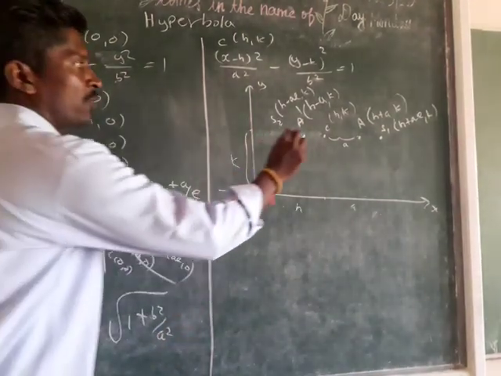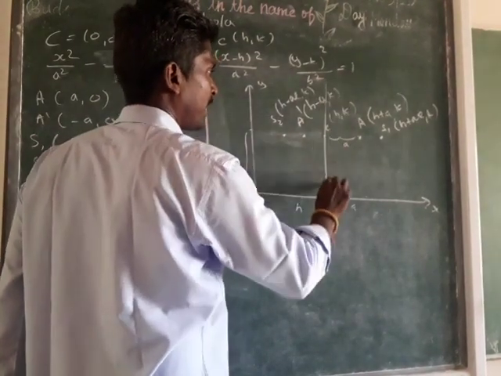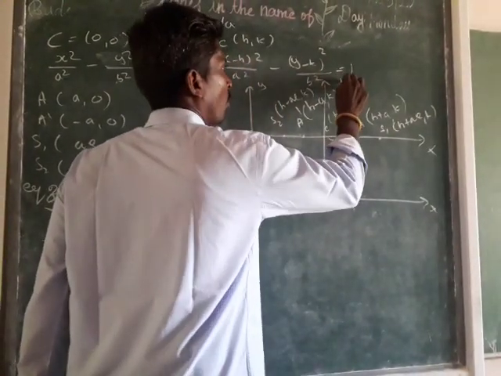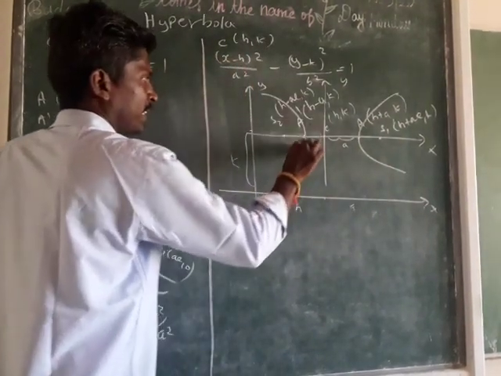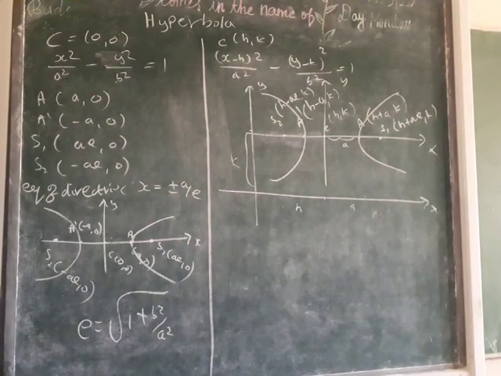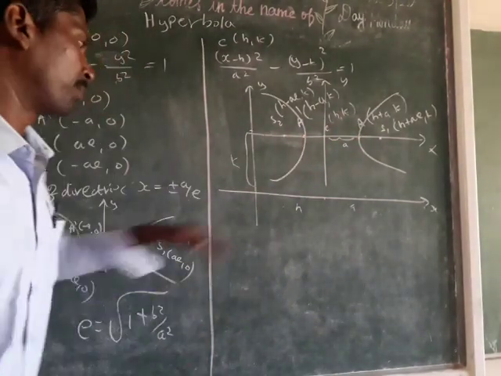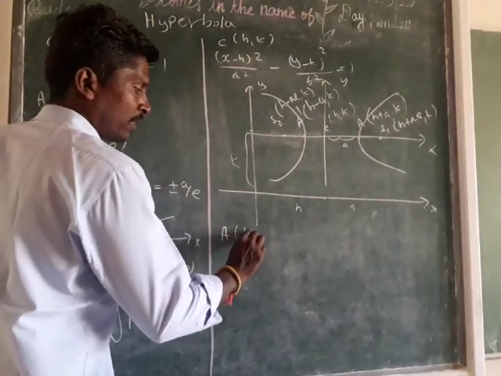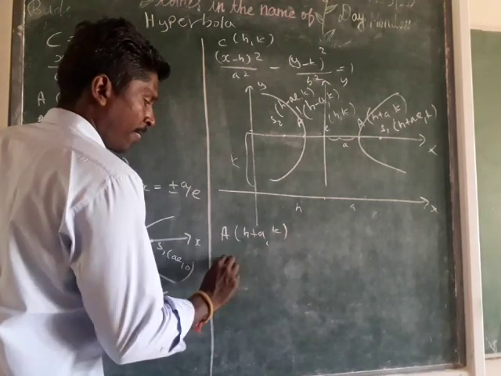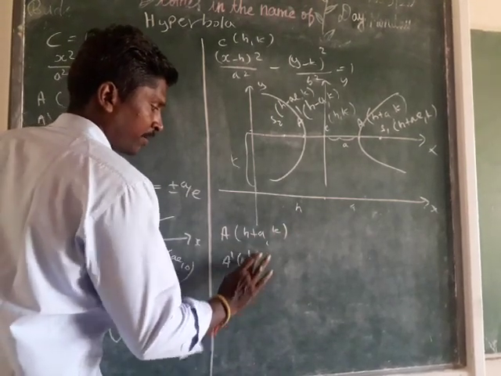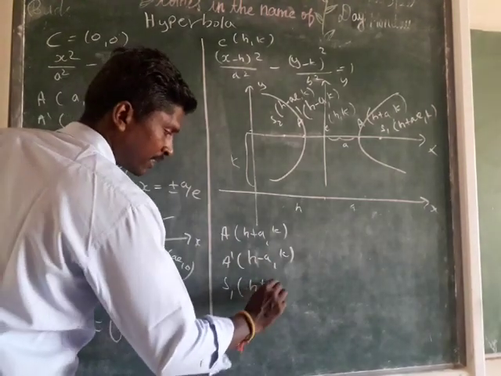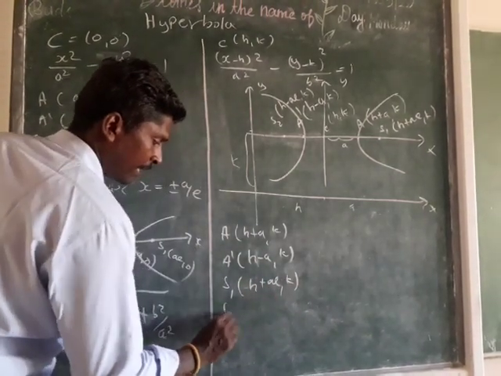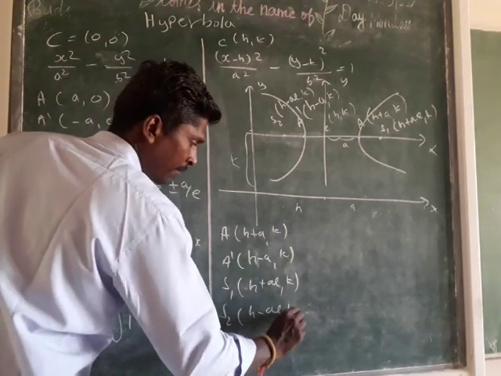So you can draw the line through the center, vertical and horizontal, and take capital X and capital Y. Vertex here, center is there, so the diagonal will be like that. So when the center is h comma k, in the diagram, A equals h plus a comma k. Then A dash equals h minus a comma k. Then focus S1 equals h plus ae comma k. Then S2 equals h minus ae comma k.